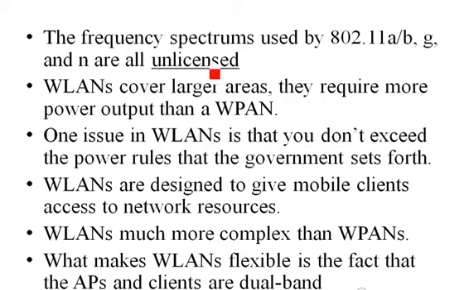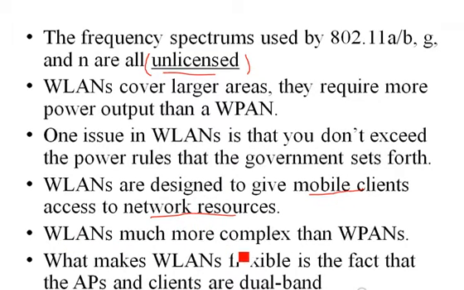Now, the frequency spectrum used by 802.11a, b, g and n are all unlicensed. Unlicensed means that you don't have to pay to use these frequency ranges. Since wireless LANs cover a larger area, they require more power output than a wireless PAN. One issue in a wireless LAN is that you must not exceed the power rule that the government sets. Wireless LANs are designed to give mobile clients access to network resources. The main purpose of a wireless LAN is to give mobile user clients access to resources.